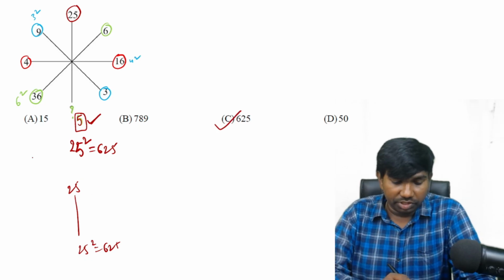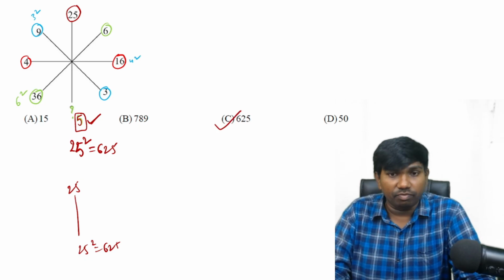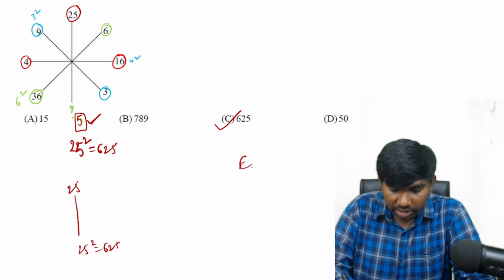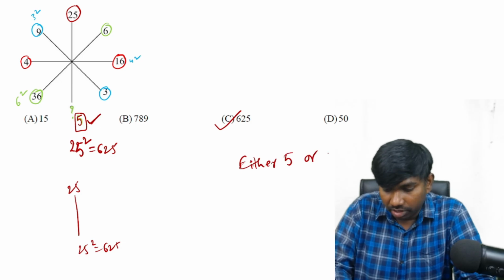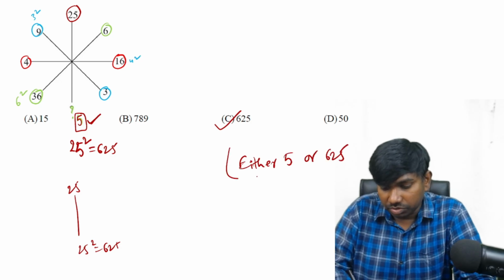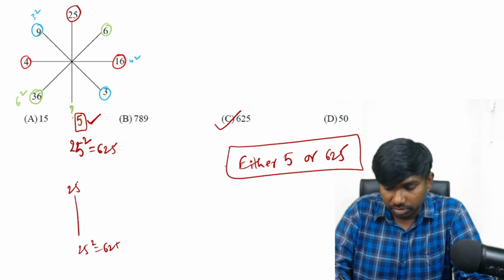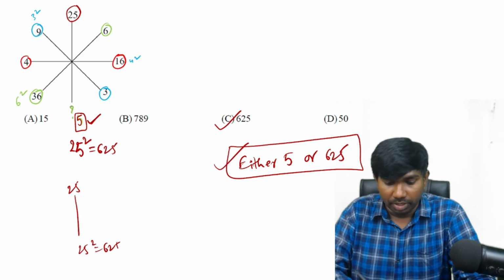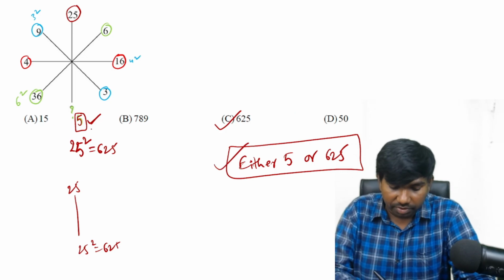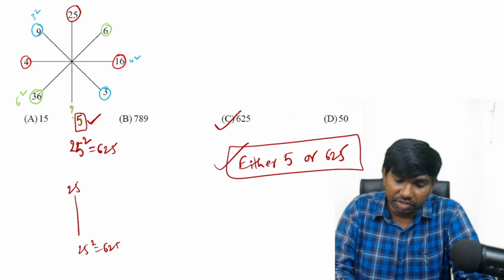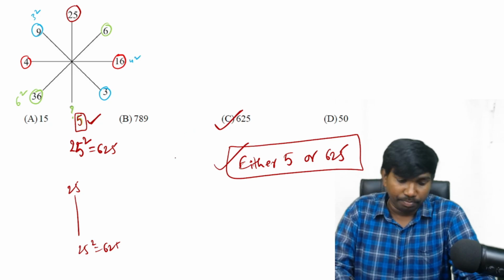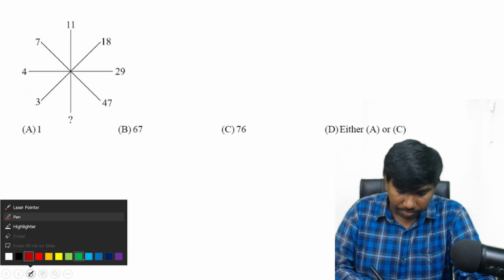Even in this question there is a possibility of giving either 5 or 625 as the perfect answer. But as per the options, 5 is not available. That's why 625 will be our answer. Okay. Next question.